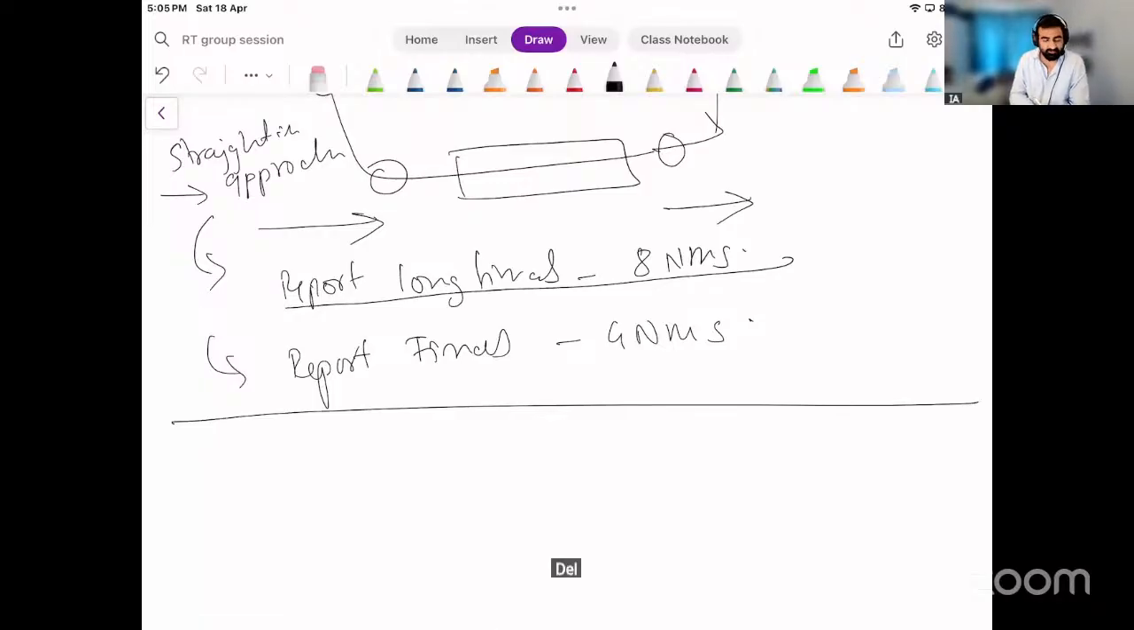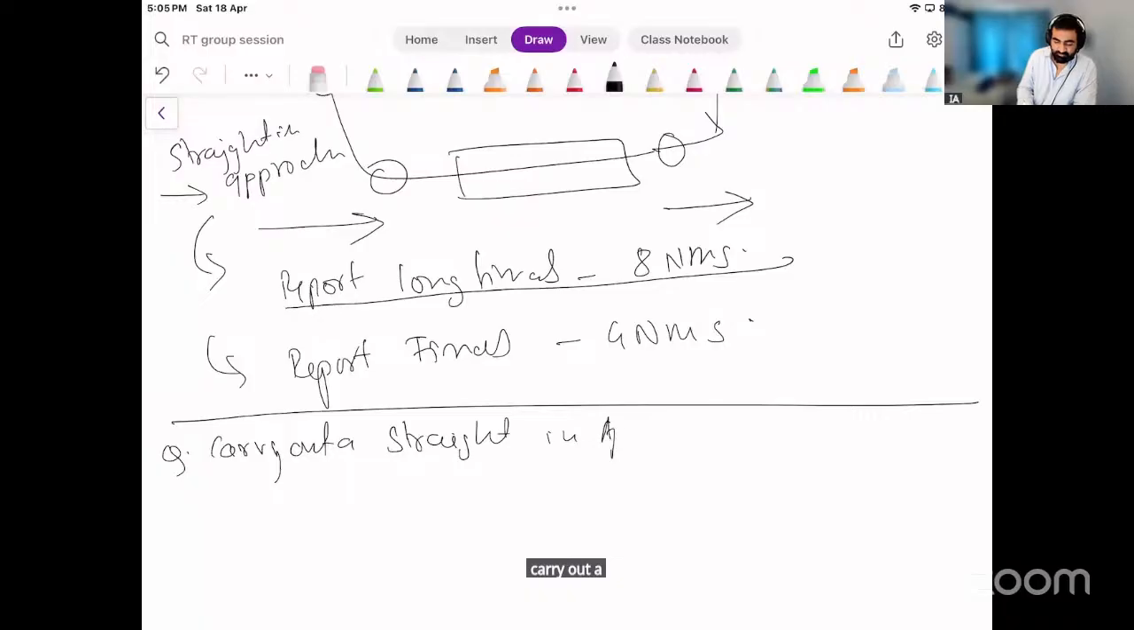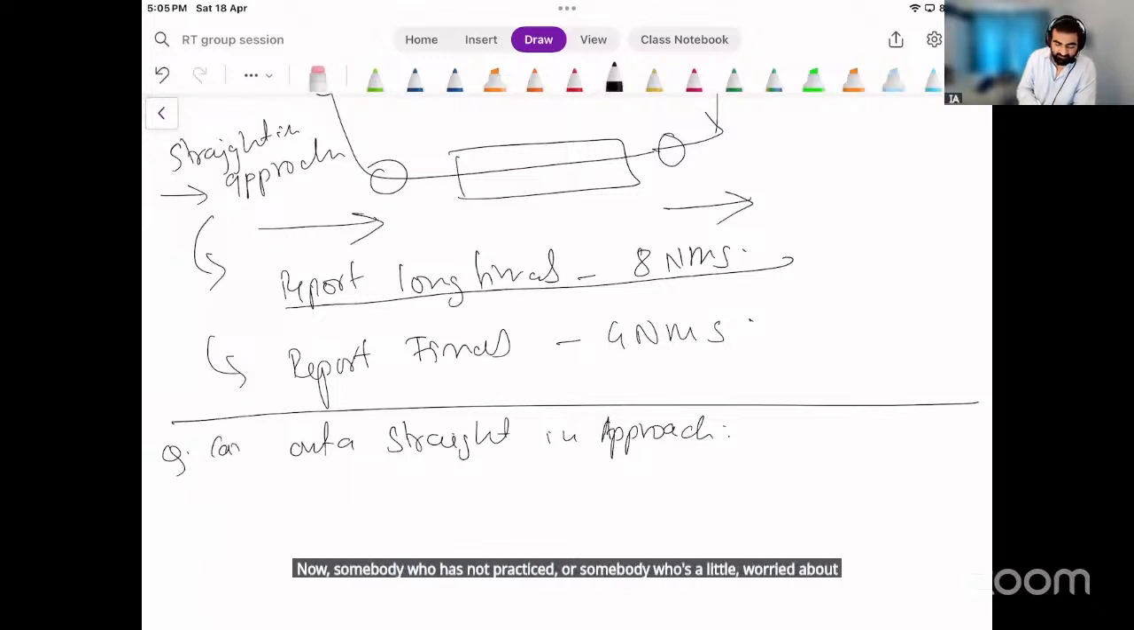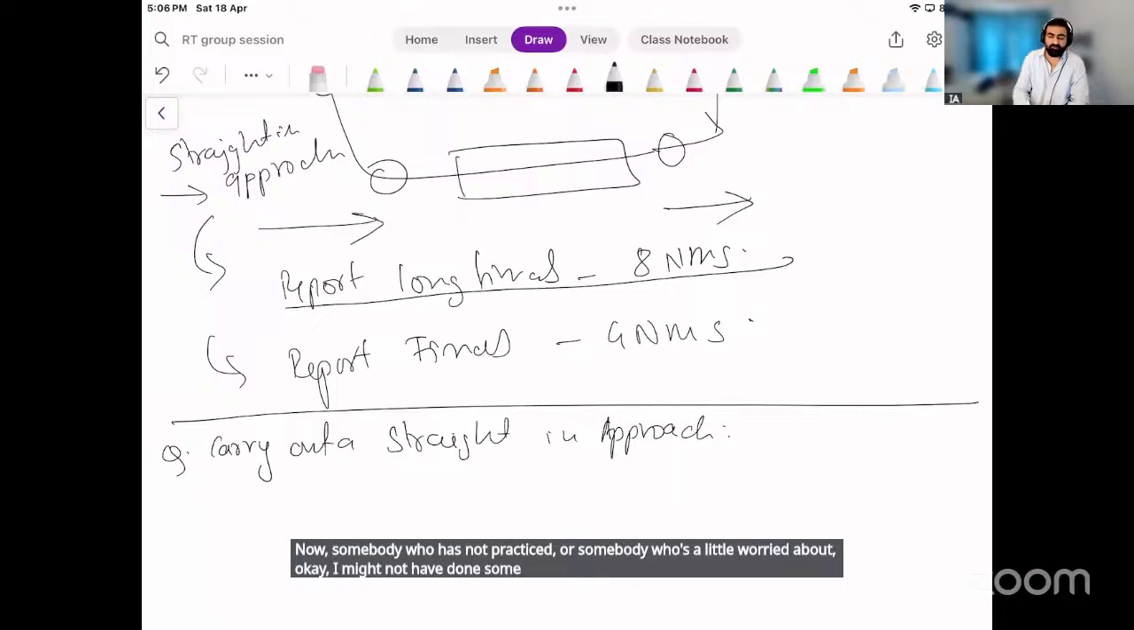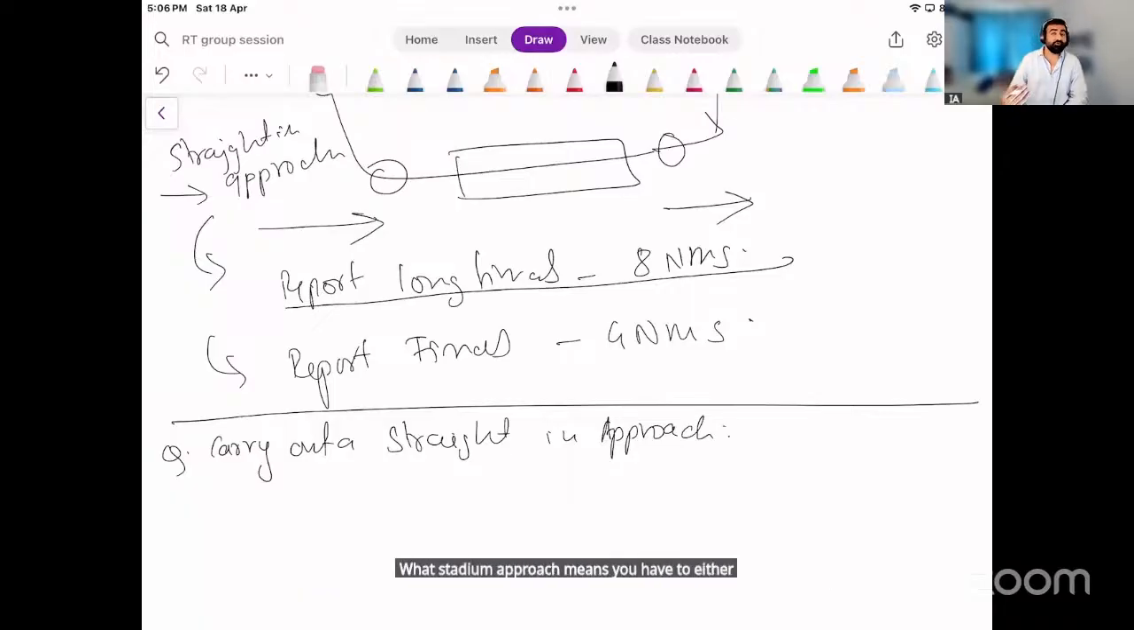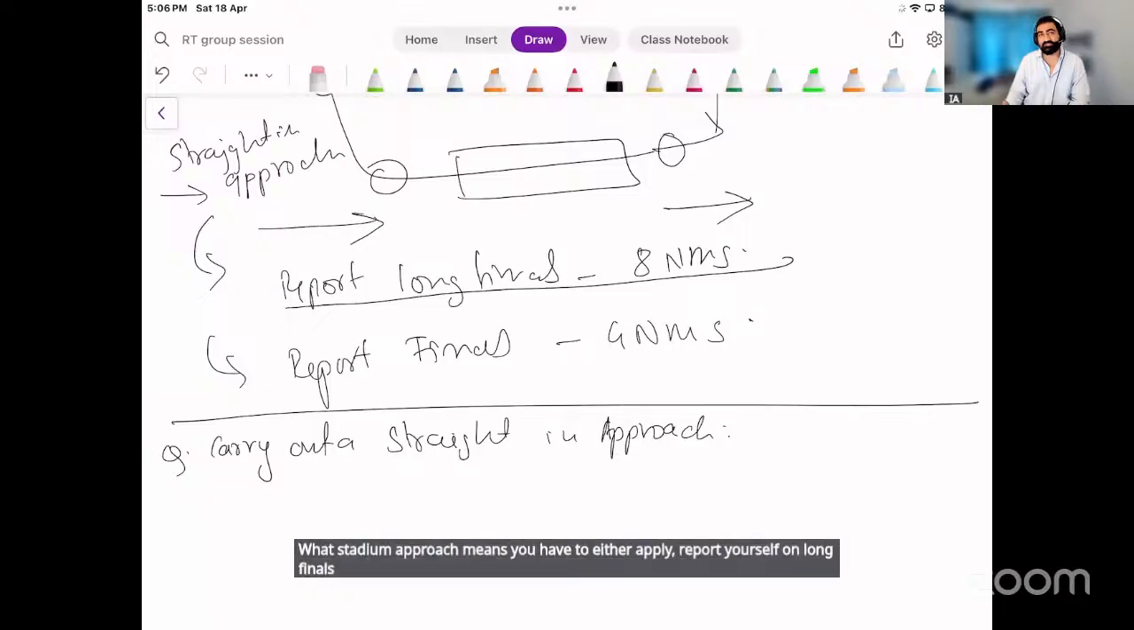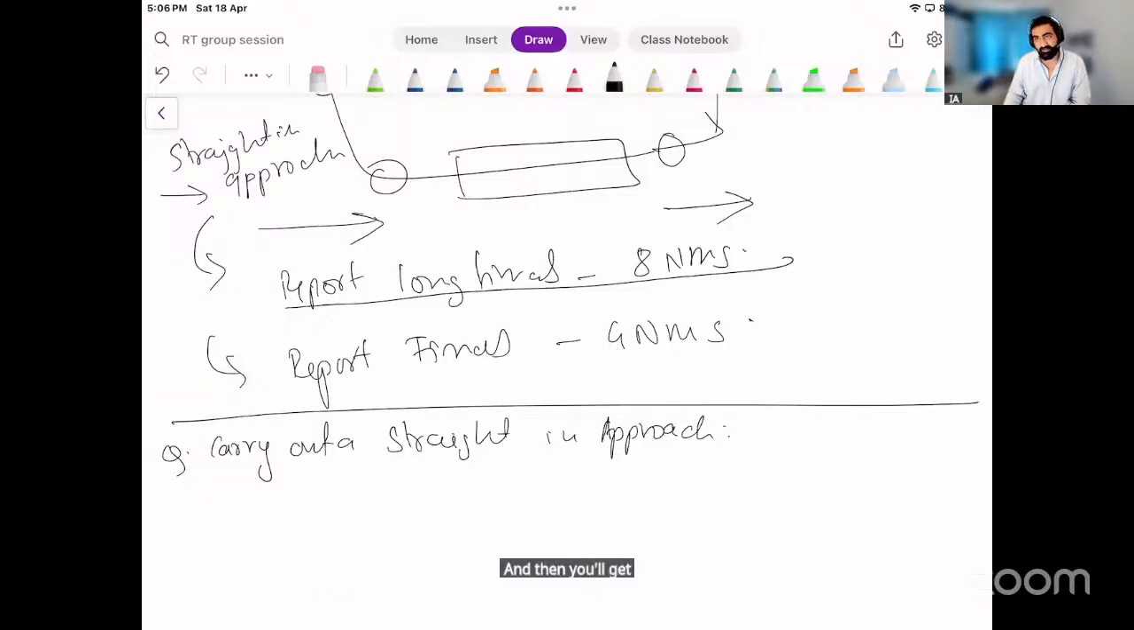Delhi, we are landing Delhi. Question: carry out a straight-in approach. Now, somebody who's not practiced or is a little worried, thinking they might not have done some situation before, might be like, what is a straight-in approach? Sir never did a straight-in approach. But a straight-in approach means you have to report yourself on long finals or finals, and then you'll get clearance to land. Okay.